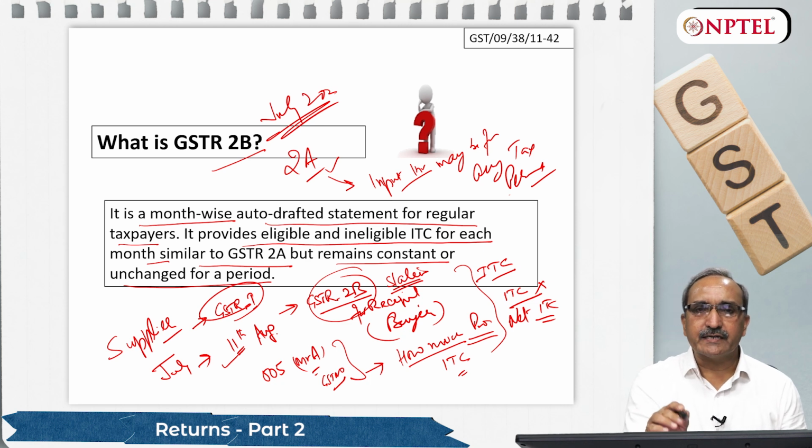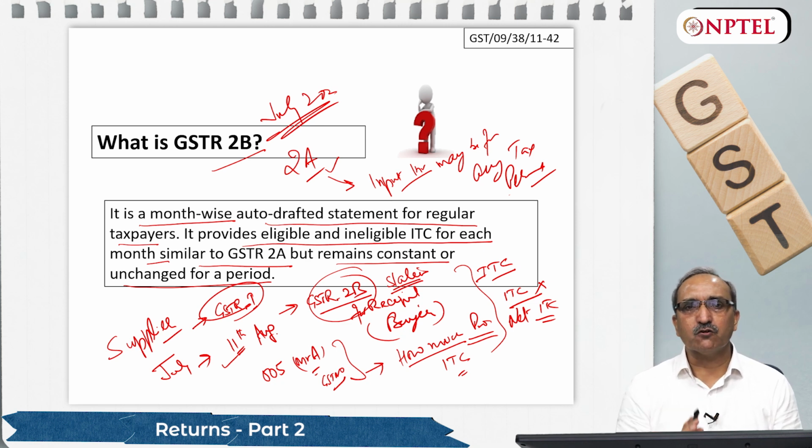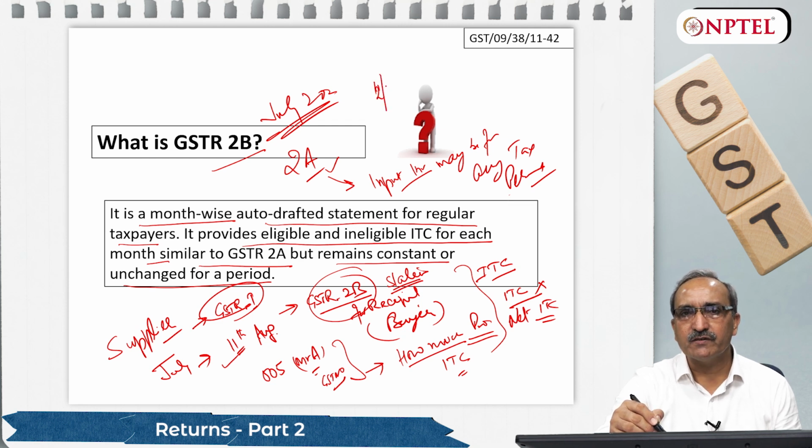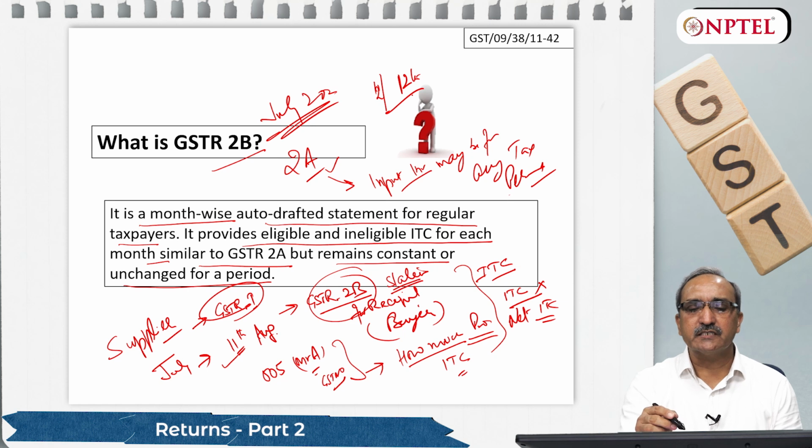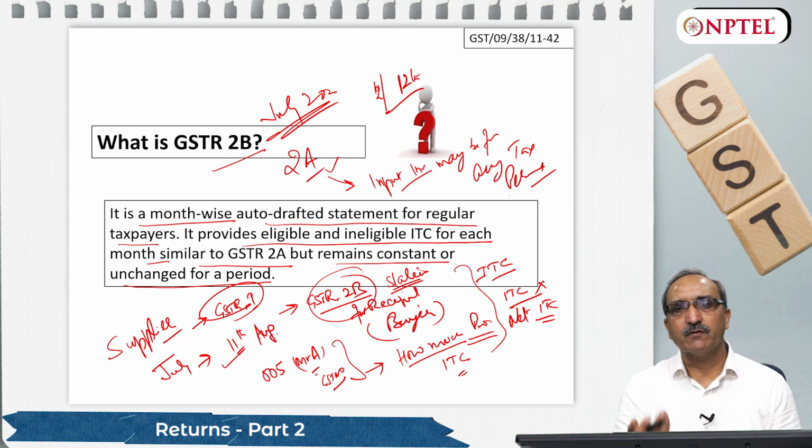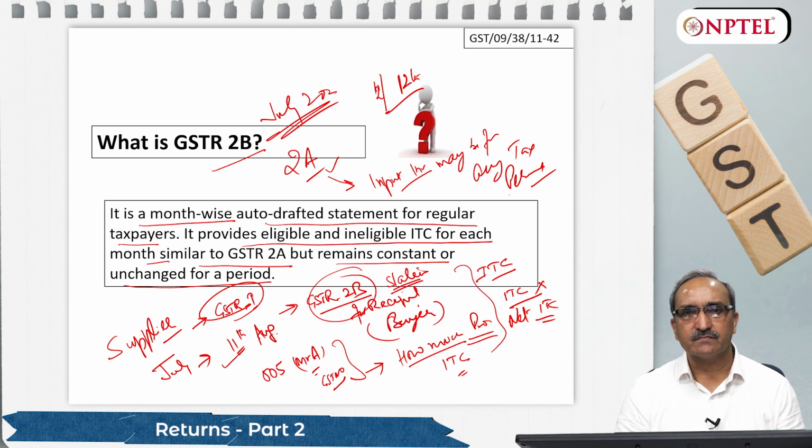So 2B contains detail of previous month only, from 12th of previous month till 12th of next month, because it is available after 11th. So practically it is available on 13th of next month.